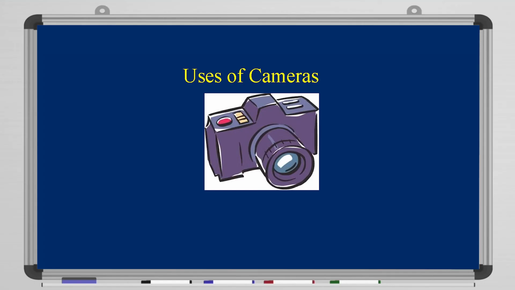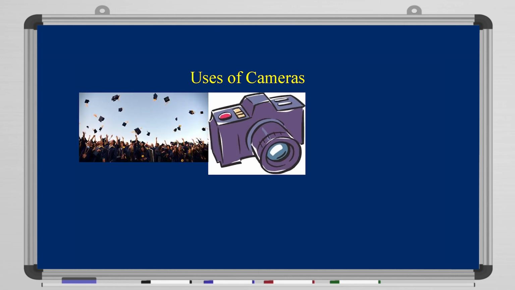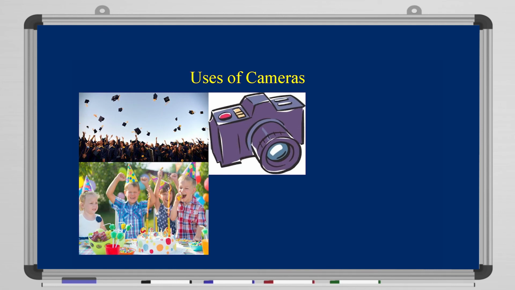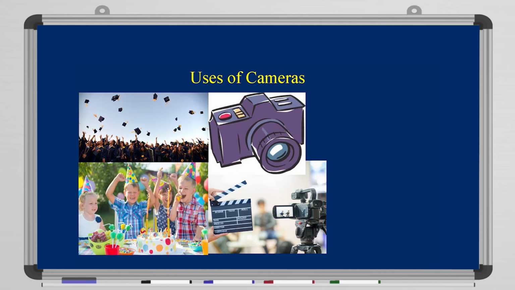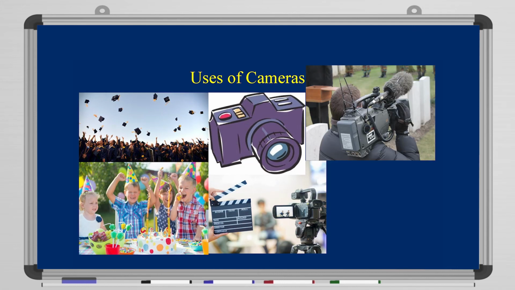The unit talks about the uses of cameras. What are cameras? Cameras are very small devices that are used to take pictures or videos. Some people use cameras for graduation parties. Other people use cameras to take pictures or videos of birthday parties. Other people use cameras for filming, okay? Others use it to take the news, so to record the news.